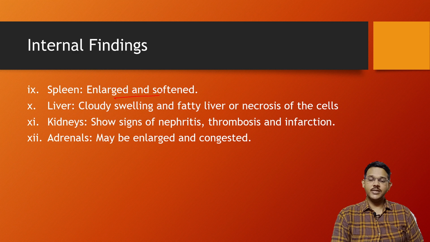The spleen is enlarged and softened. The liver shows cloudy swelling, fatty change, or necrosis of the cells. The kidney shows signs of nephritis, thrombosis, and infarction. The adrenals may be enlarged and congested.